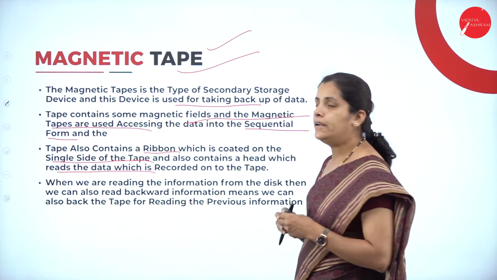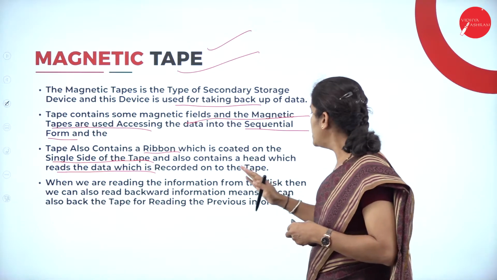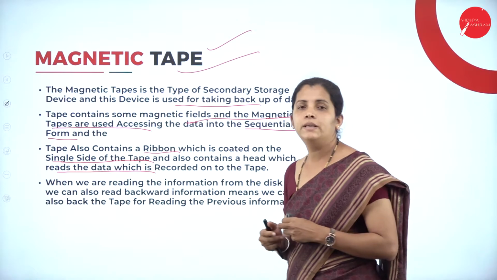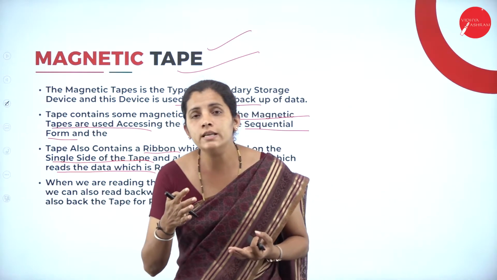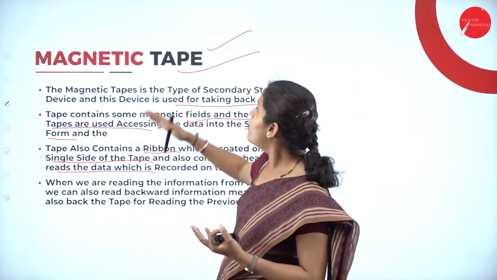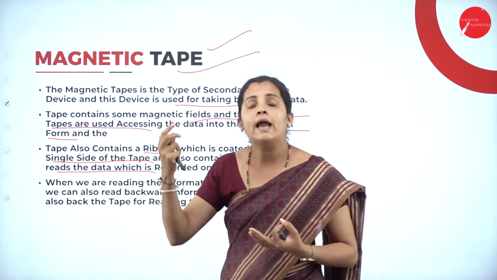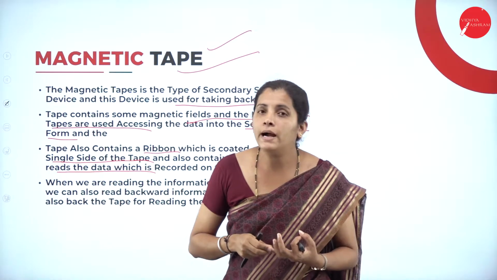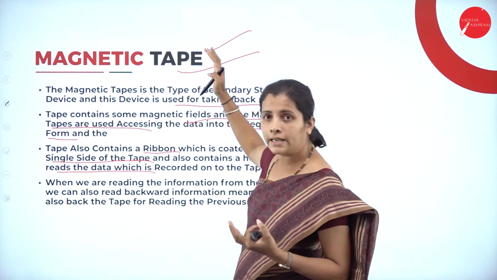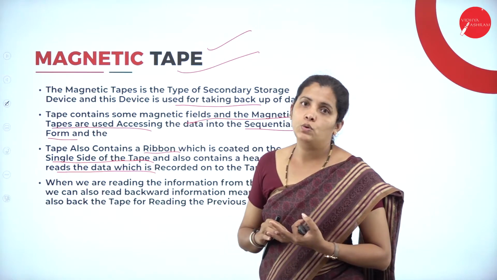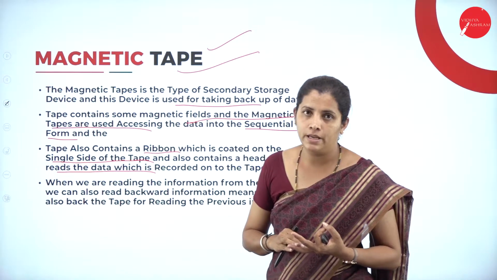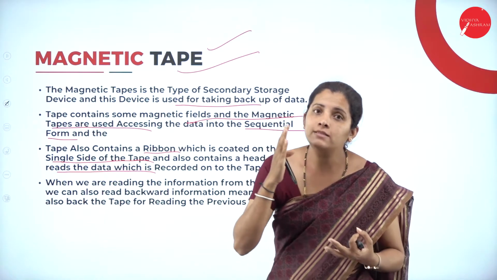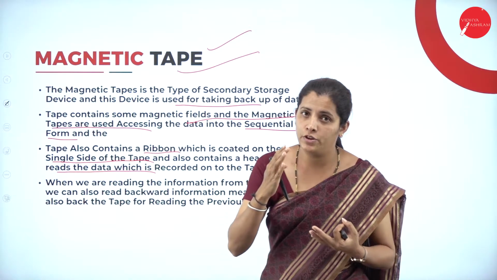When we are reading information from a disk, we can also read backward. That means if we are using a disk instead of magnetic tape, we are able to read the data randomly. But in magnetic tape, we cannot read the data randomly. We want to access the data sequentially.